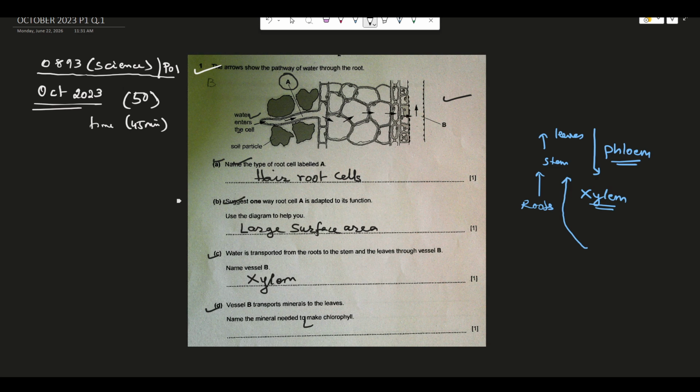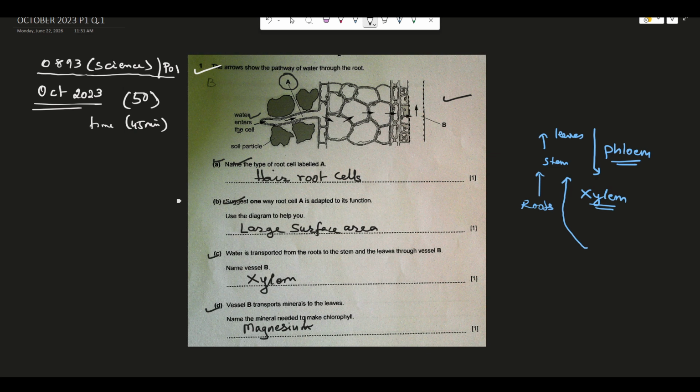Now you have to name the mineral that is needed to make chlorophyll. There are various minerals which are absorbed from the soil, and different minerals have different functions. The name of the mineral needed for making chlorophyll is magnesium. So magnesium is the mineral which is used for making chlorophyll. So that was our question number 1.